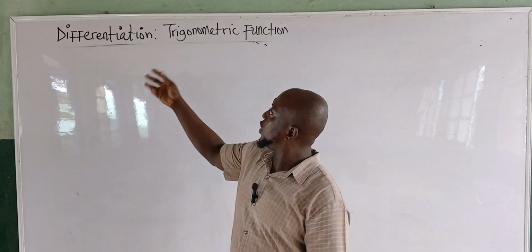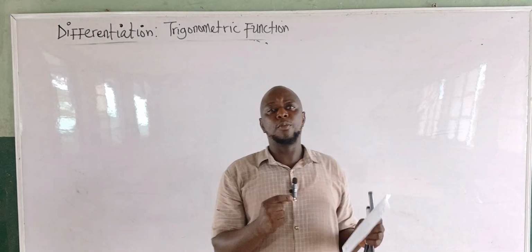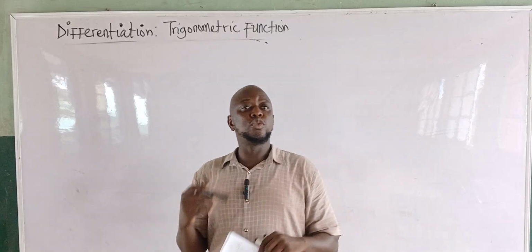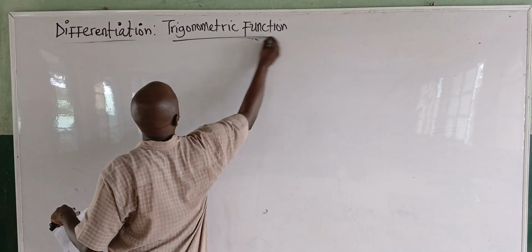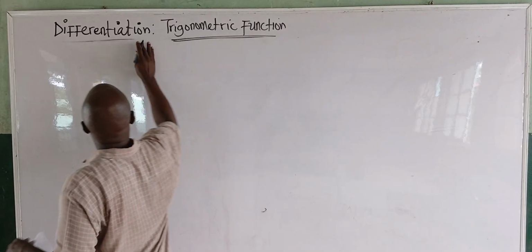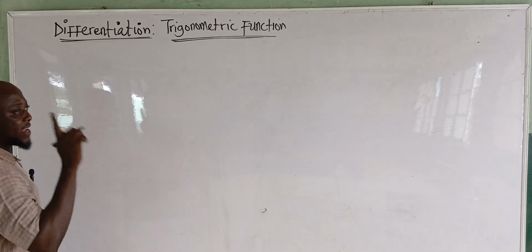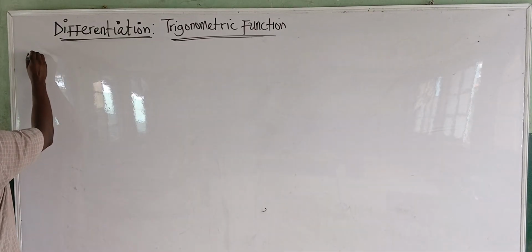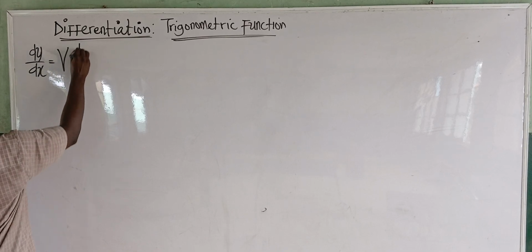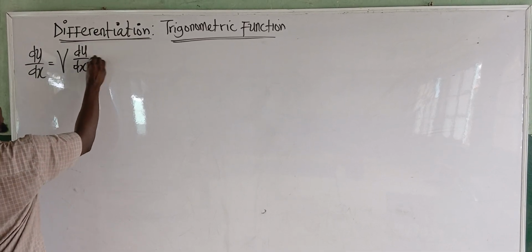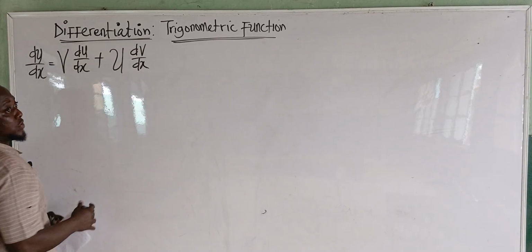So we are still working on differentiation, dealing with trigonometric functions. We are done with trigonometric functions using the chain rule. Now we want to do trigonometric functions using the product rule. By now, you should be familiar with how these things work. First thing to note is how we get the product rule. We said dy over dx is v du over dx plus u dv over dx. So this is my product rule here.